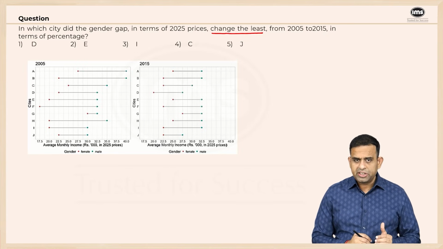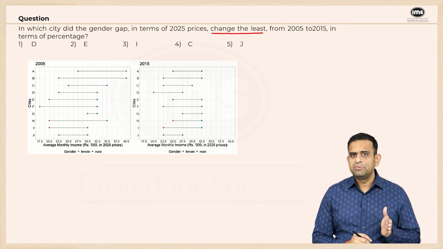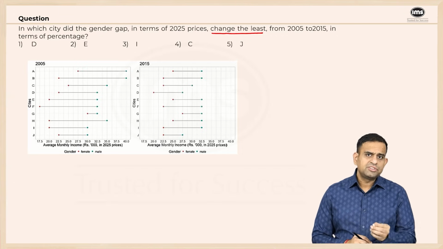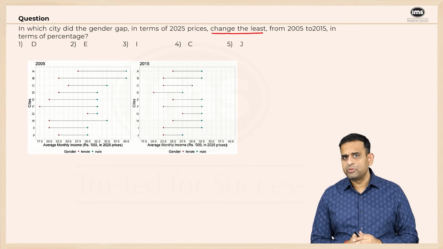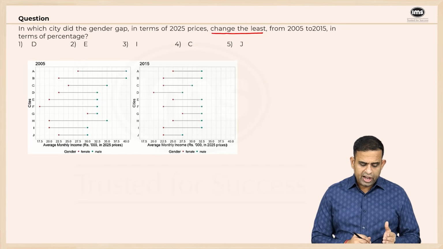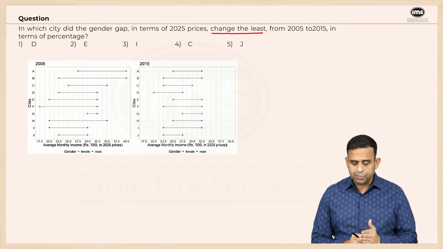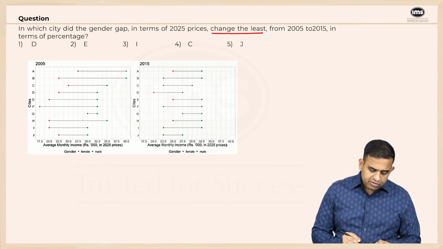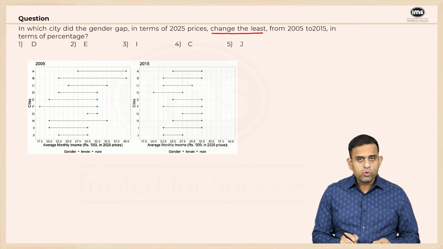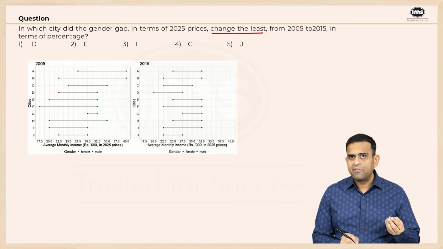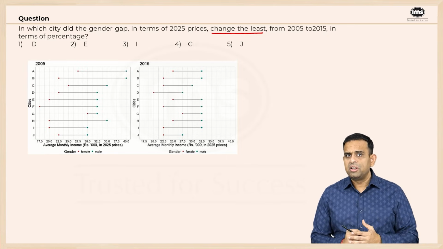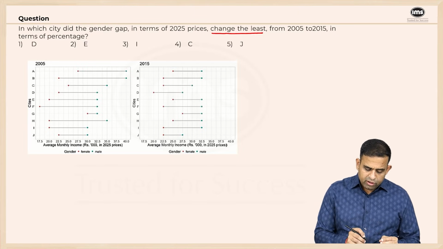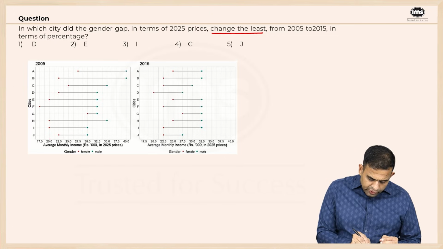One thing could be that for each city, for 2005 we can write down the average monthly income of the male and female, and find the gender gap. And the same thing I can do for the next year as well, for each of the 10 cities. Or I could look at each of the options. The options are D, E, I, C and J. Suppose I look at the first one, D. We can take those numbers as the average monthly income of the female and of the male, and look at the subtraction.